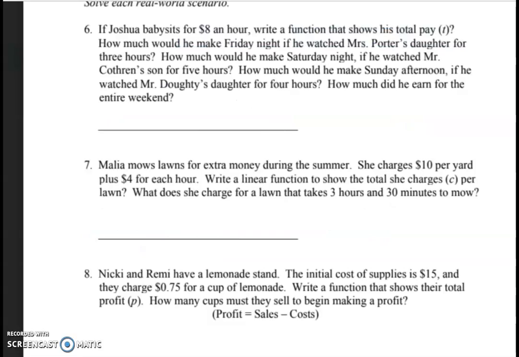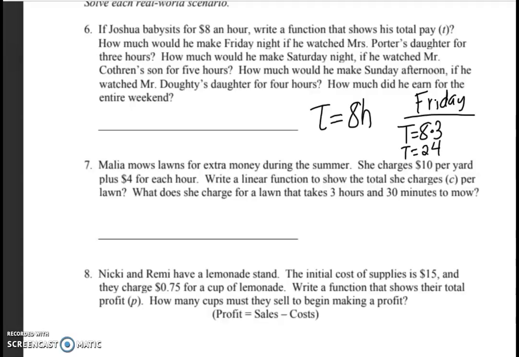It says, if Joshua babysits for $8 an hour, write a function that shows his total pay, T. So his total equals, he babysits for $8 every hour. How much would he make Friday night if he watched Mrs. Porter's daughter for 3 hours? Well, your total would be $8 an hour times 3 hours. So he would make $24.